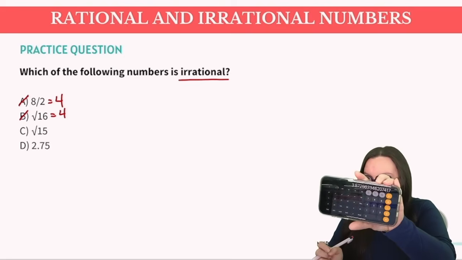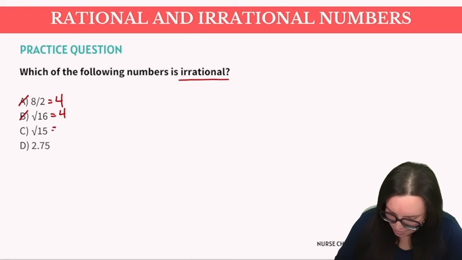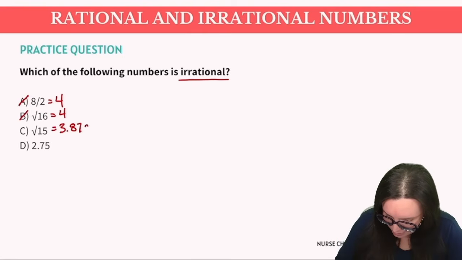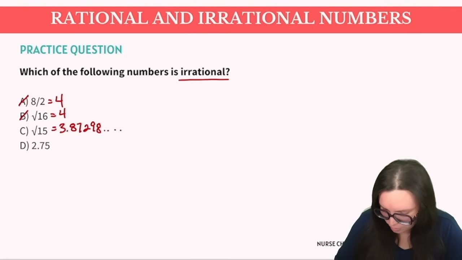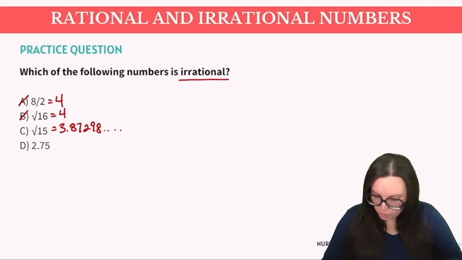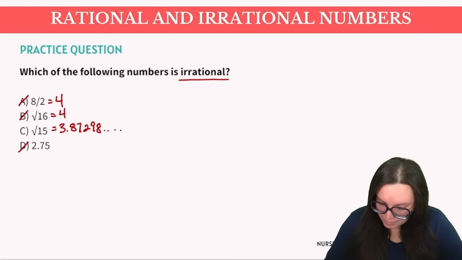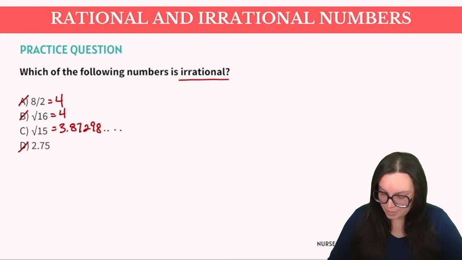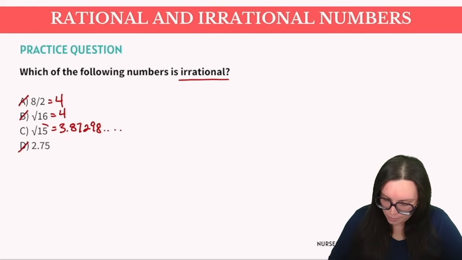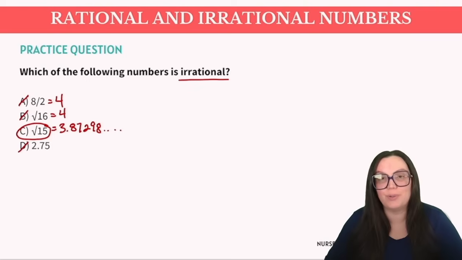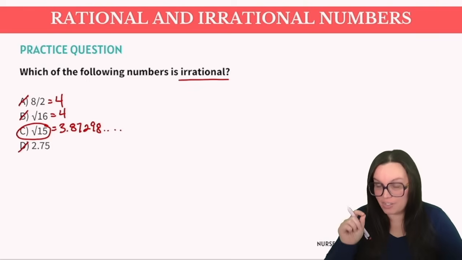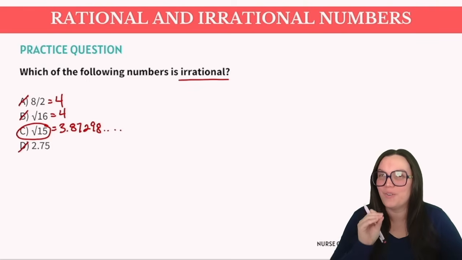Oh, look at that. We have a very long number, right? 3.87298, and so on and so forth. But let's finish out. We have 2.75. 2.75 is a rational number. So out of all of the options that we have available to us, C is going to be the correct answer, because there are a lot of decimals, but they don't follow a pattern.